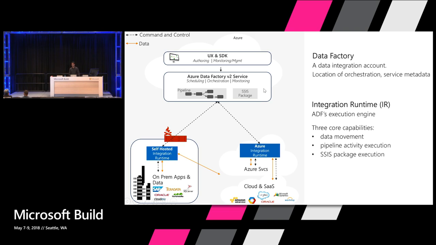And then we have what we call an integration runtime. Think of this as the heart of ADF. This is ADF's execution engine, and it provides three capabilities today. The first one is that it allows you to do data movement. With data movement, I want to take a segue and explain there are two types of integration runtime that we support today. We have the Azure integration runtime. This is the one that gets automatically provisioned when you provision your Data Factory, and we are responsible for scaling it up and down automatically. You don't have to worry about it.